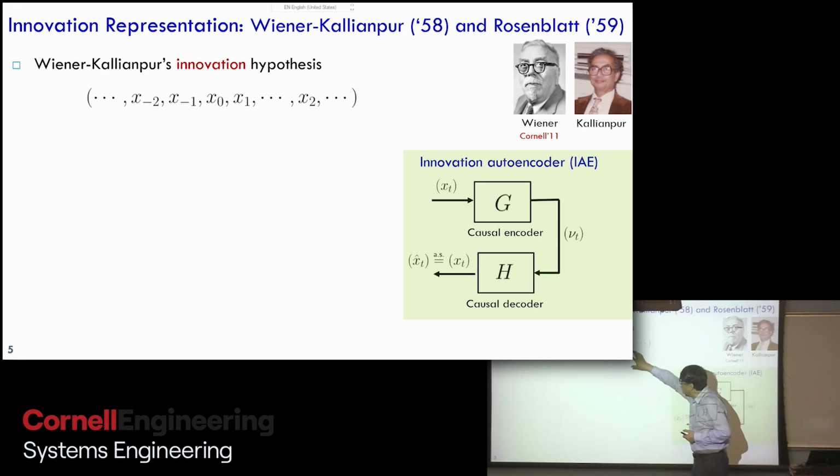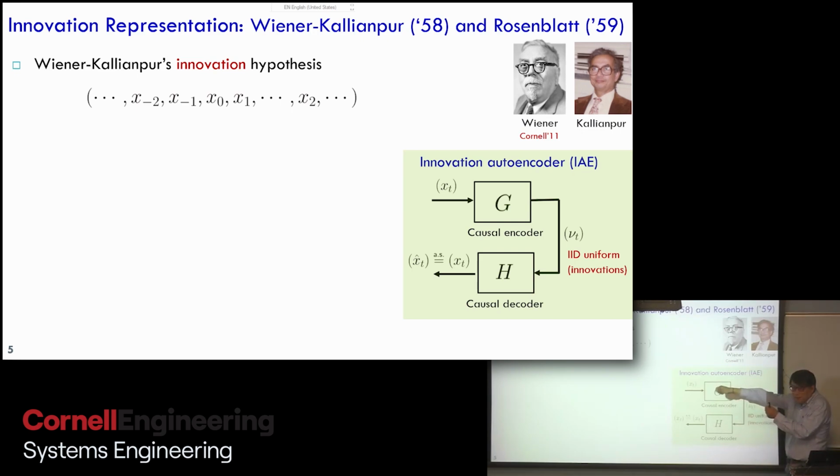So here is the input realization, and Wiener and Kallianpur had a big hypothesis. What they are saying is the following. You put this through an autoencoder, and this will be the latent process. What they hypothesized is that any stationary random process can be represented by an autoencoder where the latent process is IID, uniformly distributed. This is quite an amazing simplification because all the samples are independent of each other. Each one has an extremely simple distribution that is uniformly distributed between 0 and 1. This was referred to as the innovation sequence.